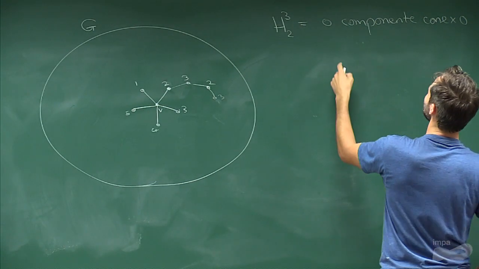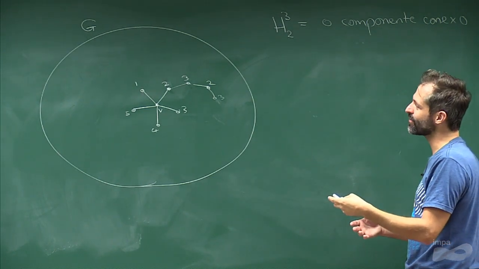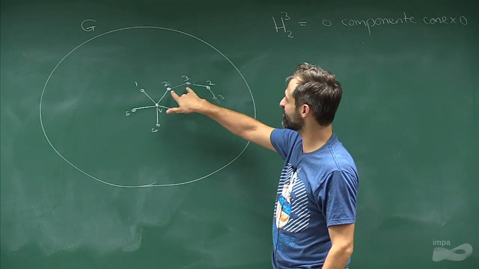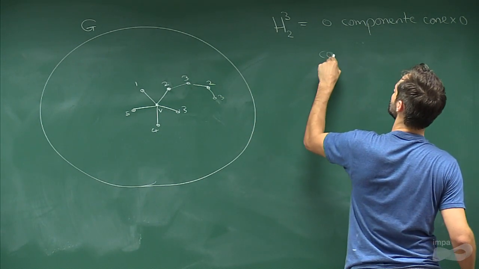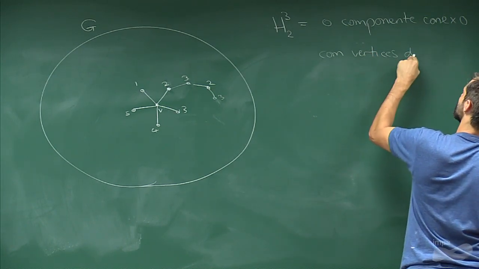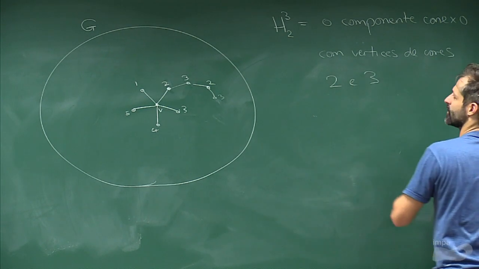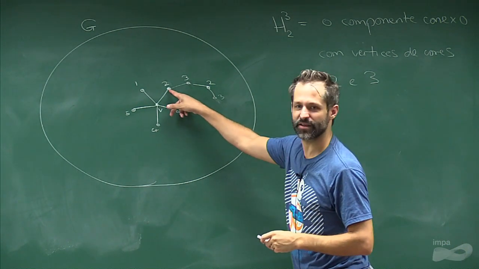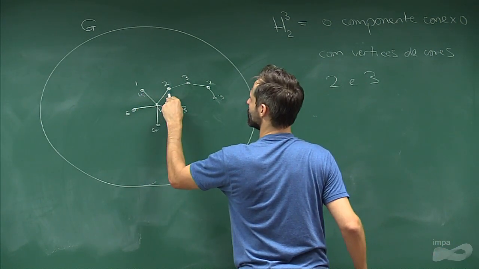The connected component of the graph formed by the vertices of colors 2 and 3 and containing this vertex. Let's maybe call them U1, U2, and so on.